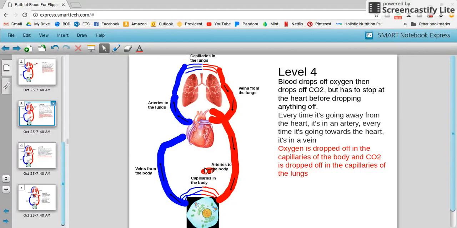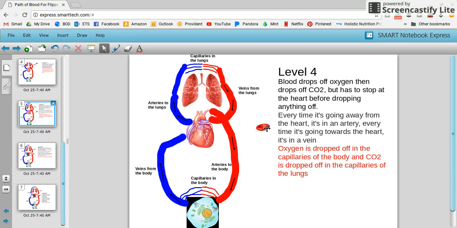So to add our extra little step here, it goes arteries to the body, and then we're in the capillaries of the body where it drops it off. Veins from the body, heart, arteries to the lungs. Then we're in the capillaries of the lungs, veins from the lungs, heart, arteries to the body, capillaries to the body, and so on and so forth. So right now we have 1, 2, 3, 4, 5, 6 steps out of the 10 already.